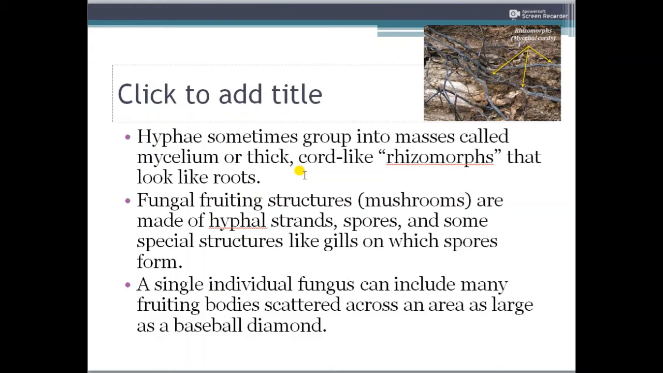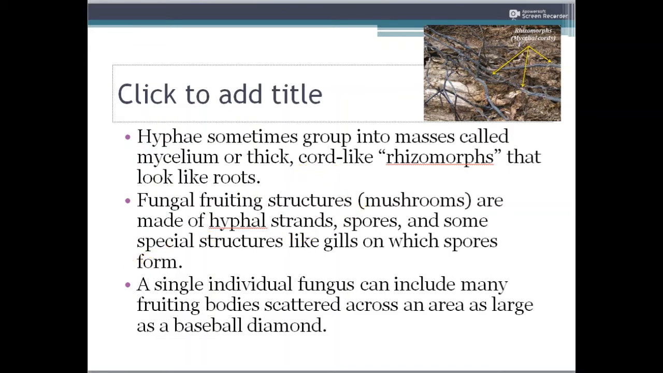Fungal fruiting structures called mushrooms are mainly made up of hyphal strands, spores, and specialized structures like the gills on which the spores are formed. If you look at the underside of the mushroom, there are certain fine, lamellae-like structures. They are referred to as the gills, and within these gills the spores are present. A single individual fungus can include many fruiting bodies scattered over an area as large as a baseball diamond.